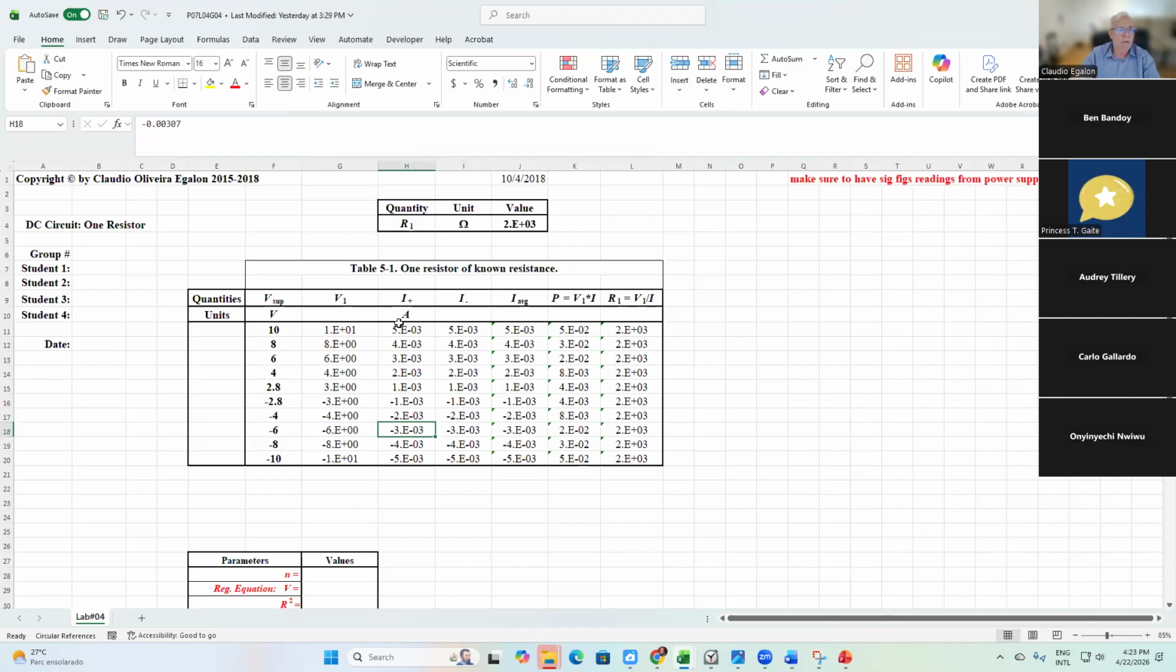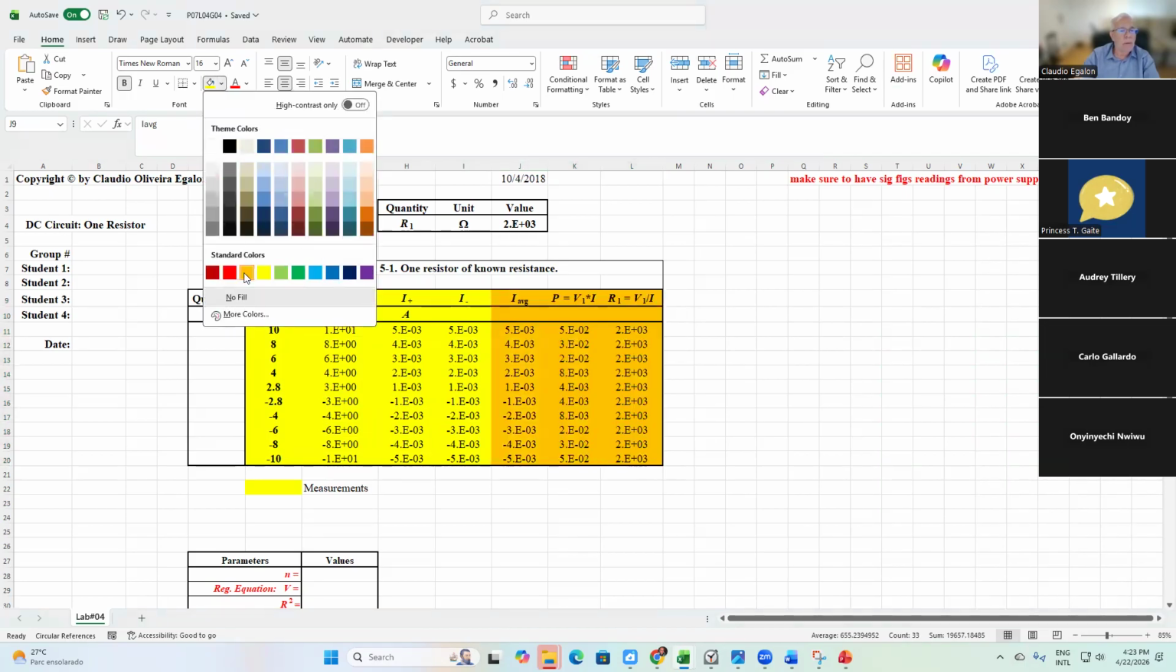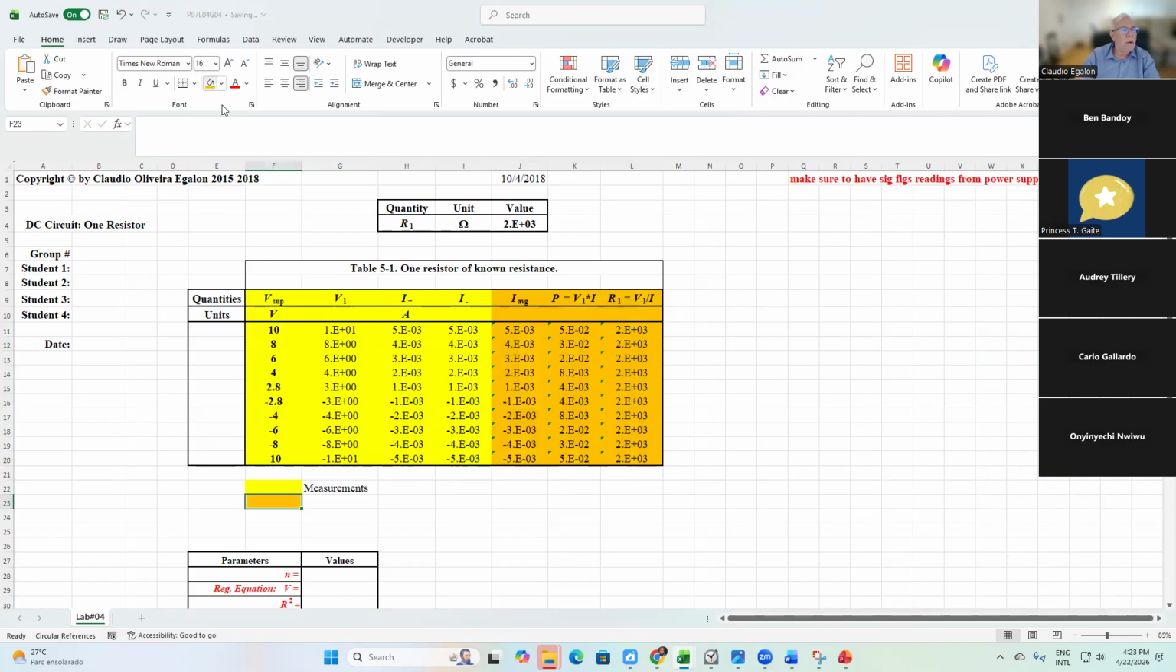So those are all measurements. Let me highlight with yellow. Measurements. And the remaining here, they are all calculations. Let me put a different color. Brown, yeah, here you go. Results, calculations, right? What do you have to do?